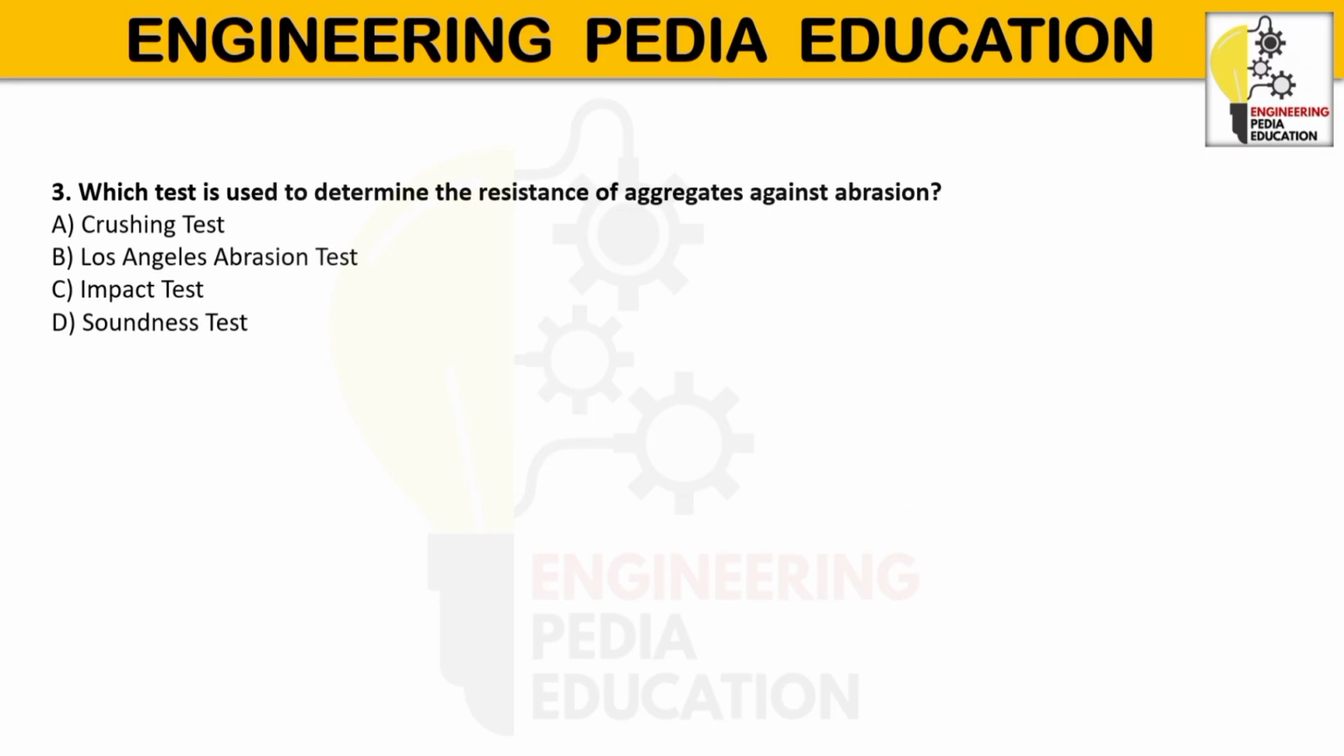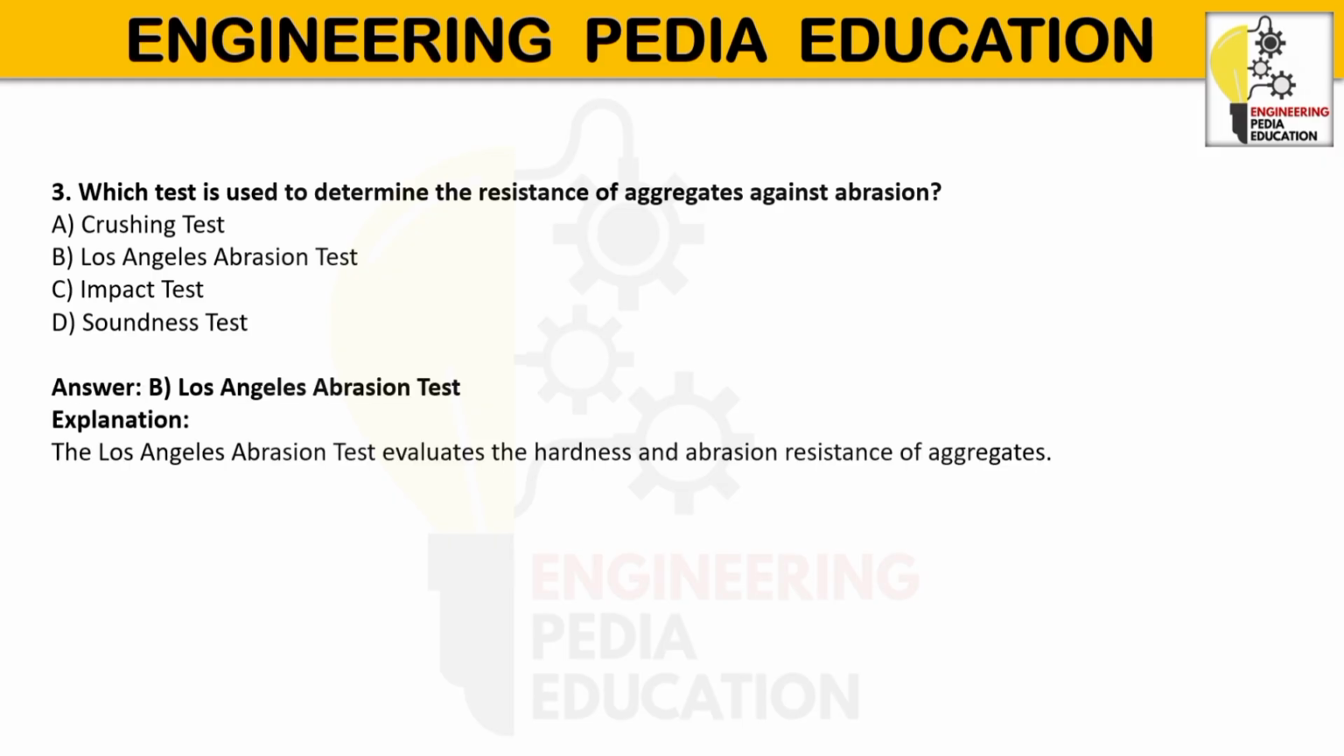Which test is used to determine the resistance of aggregate against abrasion? Crushing test, Los Angeles abrasion test, impact test, soundness test. So the correct answer is Los Angeles abrasion test. The Los Angeles abrasion test evaluates the hardness and abrasion resistance of aggregate. Its purpose is to assess the ability of aggregate to resist wear due to friction, impact and abrasion, especially in road construction.